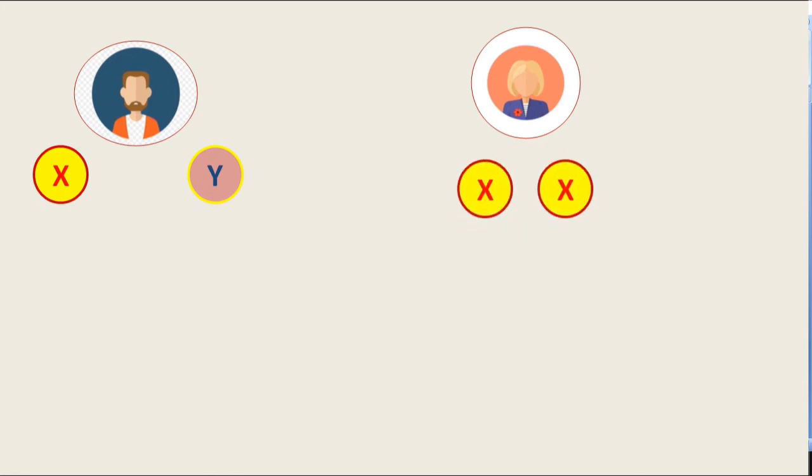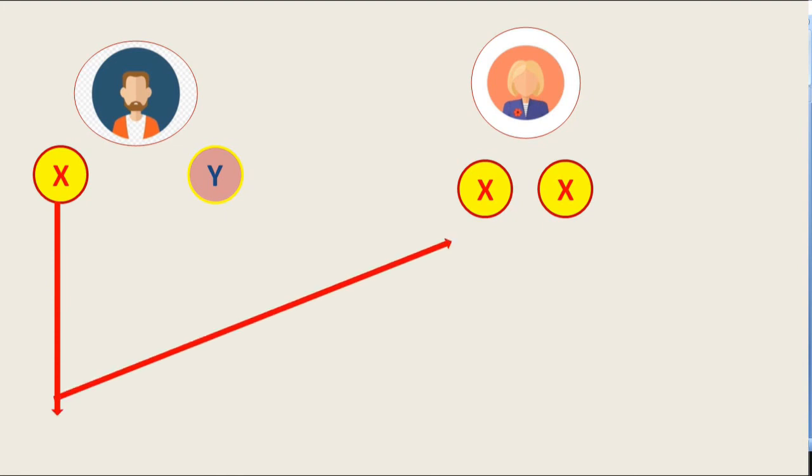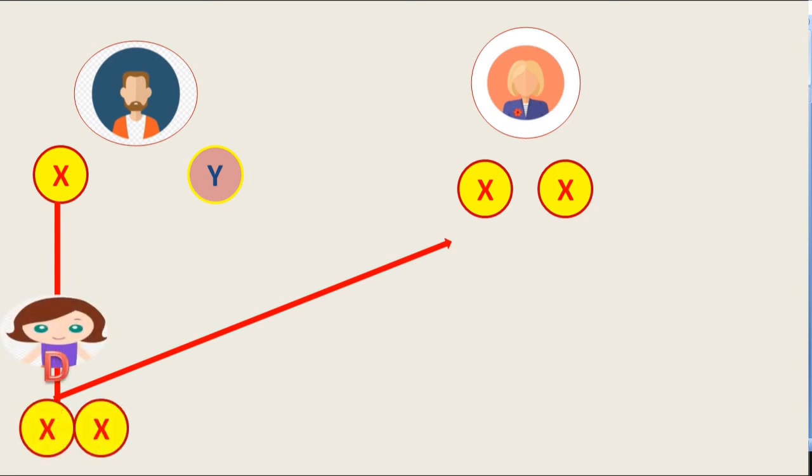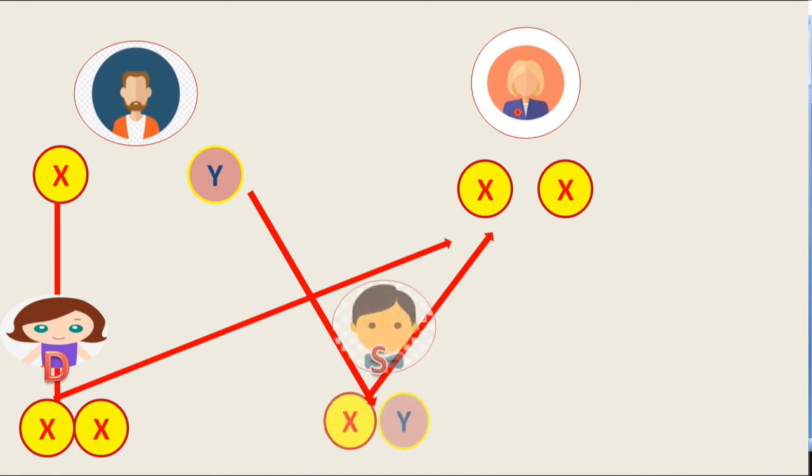This can also be shown as follows. The gamete produced by the male contains an X chromosome or a Y chromosome, but the gamete produced by the female has only an X chromosome. When the gamete having the X chromosome of the male fertilizes with the gamete of the female having an X chromosome, the offspring has sex chromosomes XX, which is a daughter child. If the male gamete having a Y chromosome fertilizes with the female gamete having an X chromosome, then the offspring produced has X and Y chromosomes, that is, a son or male child.